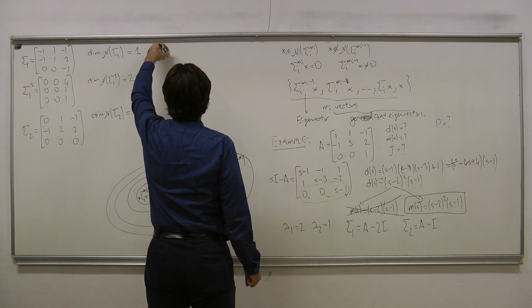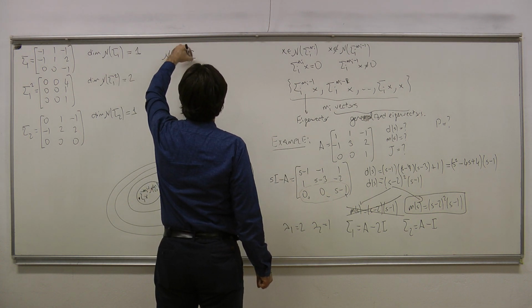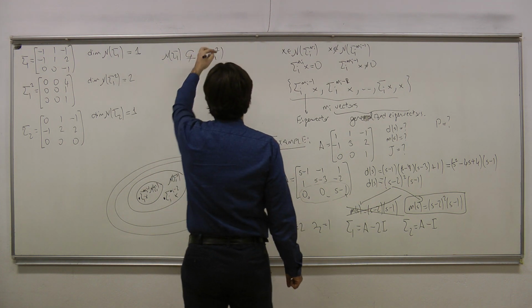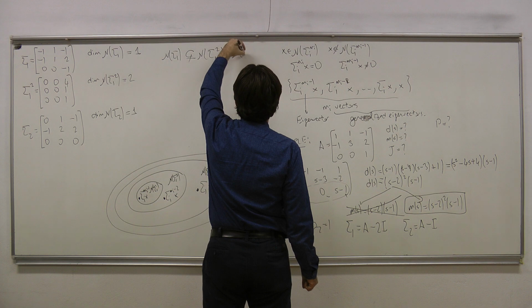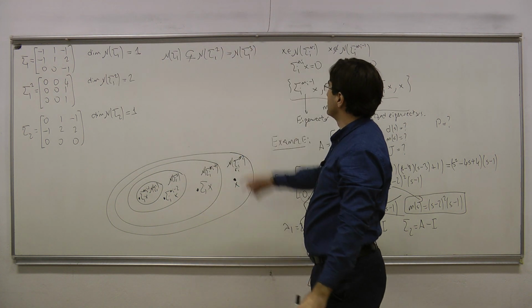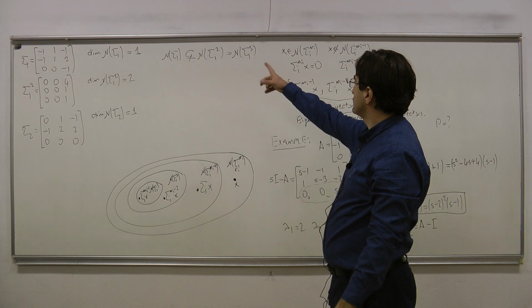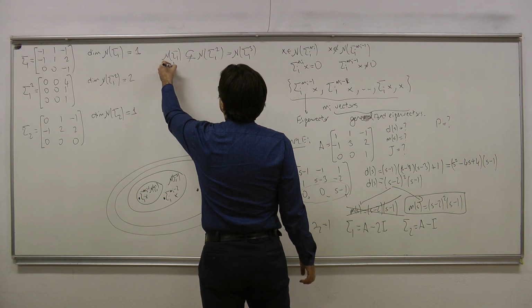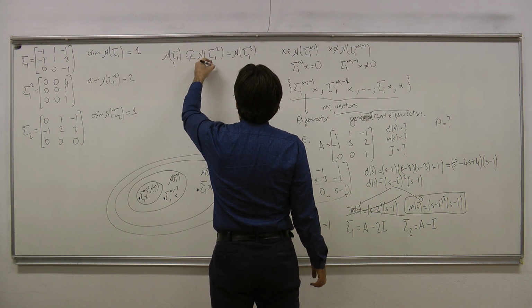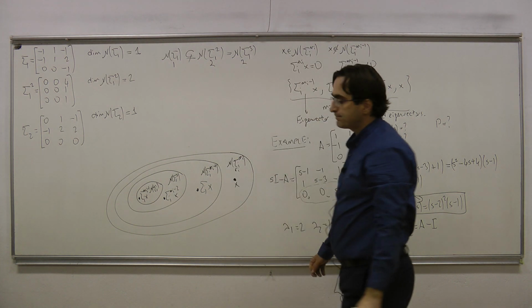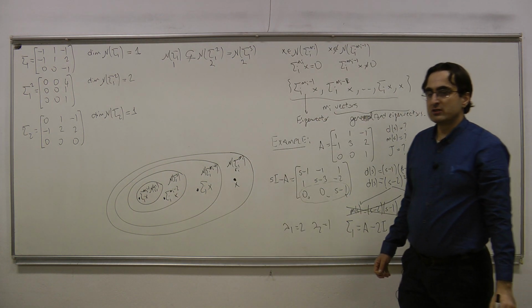So I have the null space of sigma 1. This grows to the null space of sigma 1 square. And this is the largest possible dimension, but the null space of sigma 1 cube is going to have equal dimension. So these last two null spaces will be equal. So the dimension of this one is 1, the dimension of this one is 2, and the dimension of this one is 2. Okay? How many Jordan blocks?